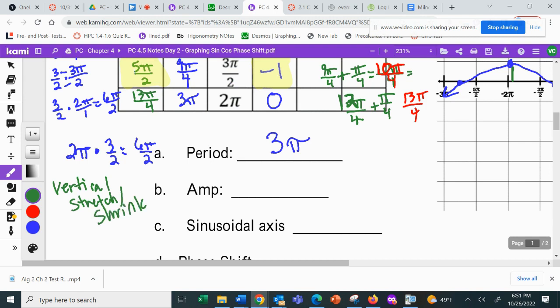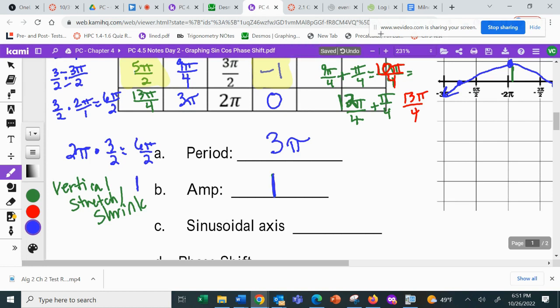It's the factor that you'd multiply your y's by. Because I did not have a vertical stretch or shrink, the amplitude is 1. The amplitude for the parent function is 1, and we didn't have a vertical stretch or shrink, so the answer is 1. That's what I meant to say.